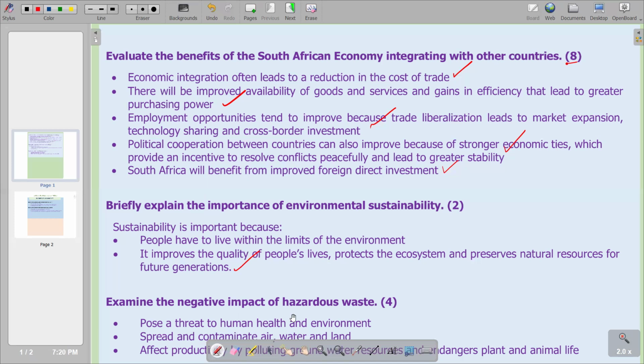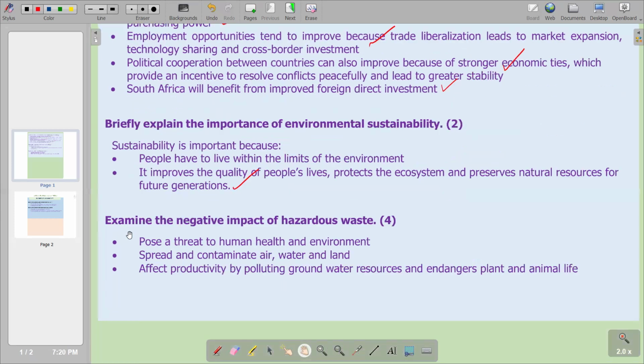Then lastly, we have the last question according to this video, which says examine the negative impact of hazardous waste. The hazardous waste that we are mentioning here relates to waste that must be handled properly to avoid damaging human health or the environment. So if we have waste that is basically toxic to the environment around, we call it hazardous waste. So the question is asking us to examine the negative impact. What are the negative impacts that we can deduce from hazardous waste?